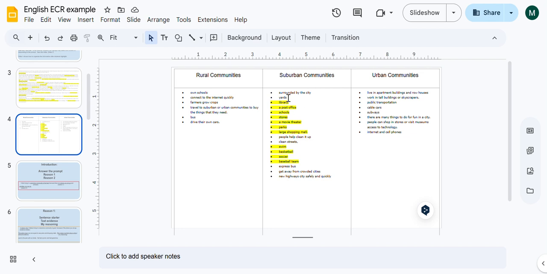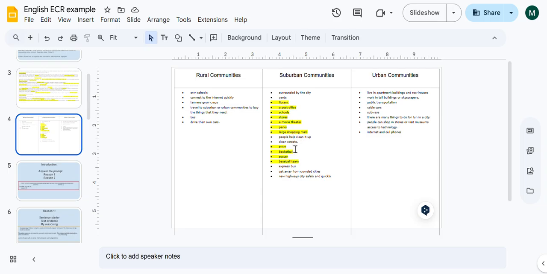So then we went through the bullet points and we highlighted the ones that they really liked. And so then after that, I asked them, okay, library, a post office, schools, stores, a movie theater, parks, large shopping malls. They like this. So what do we call these things? And places people go. Okay, so we know that we could categorize these in places people go.